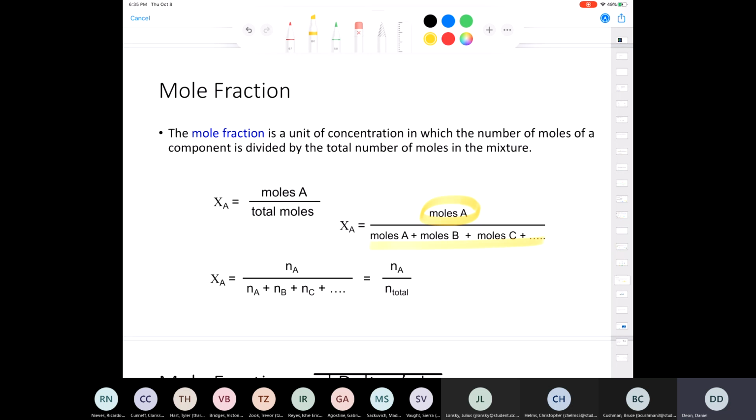We can rewrite that formula because we know that moles is n, the number of moles, and we can simplify the formula to this. Mole fraction is equal to the number of moles of A divided by the number of moles of A plus B plus C, or if you want to simplify it even further, the mole fraction of A is equal to the number of moles of A divided by the total number of moles. So that's mole fraction. How does mole fraction relate to pressure?